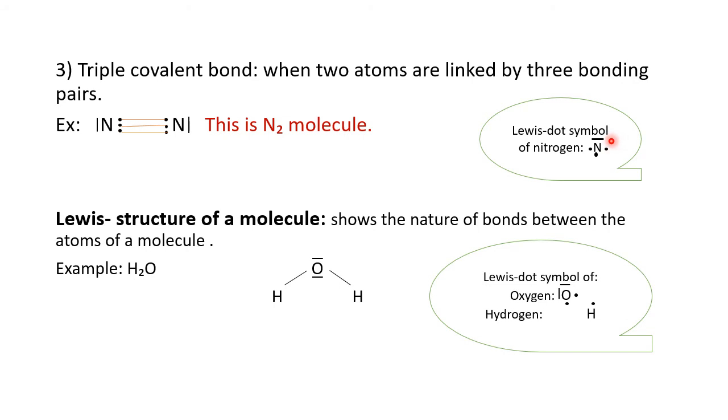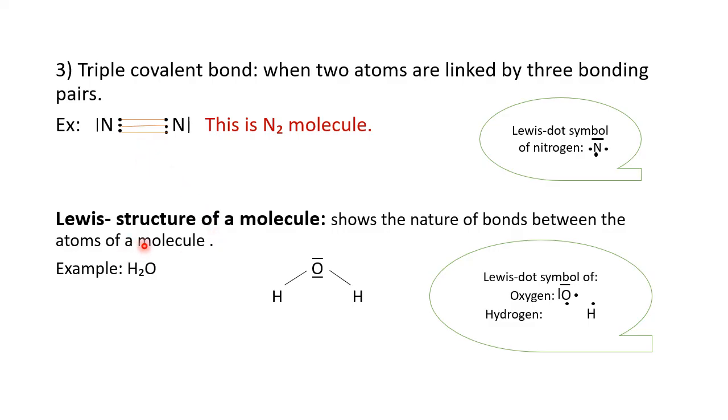So, it has a dash or lone pair and 3 unpaired electrons. So, it can form 3 bonding pairs. The 3 unpaired electrons of this nitrogen form 3 bonds with these 3 unpaired electrons of this nitrogen atom. Thus, a triple covalent bond is formed.